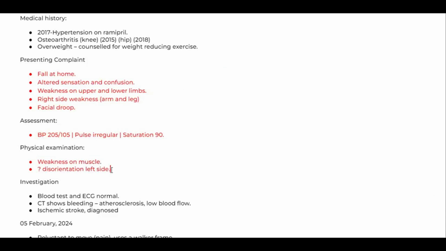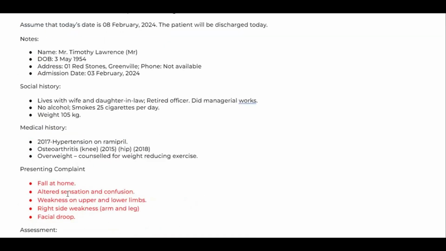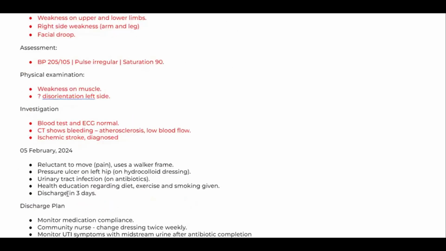Okay, all revealed. And the investigation was also done on the same day, so that will also be in the past tense. 5th February, that is today. No, wait. What day are we writing on? 8. Okay, we are writing on the 8th. So this is also completely past tense.